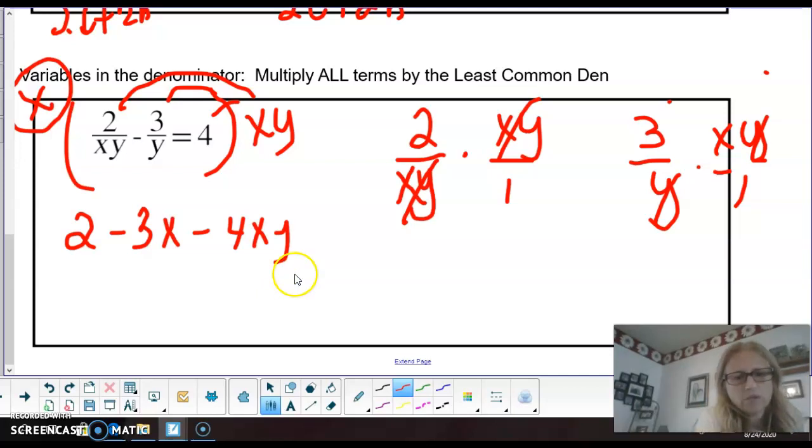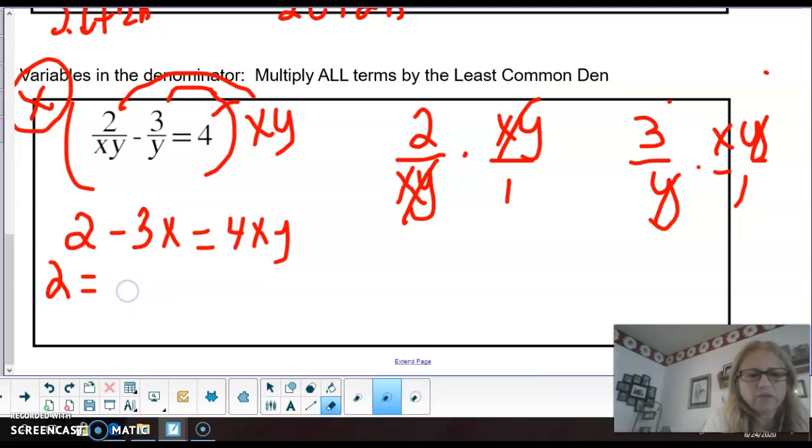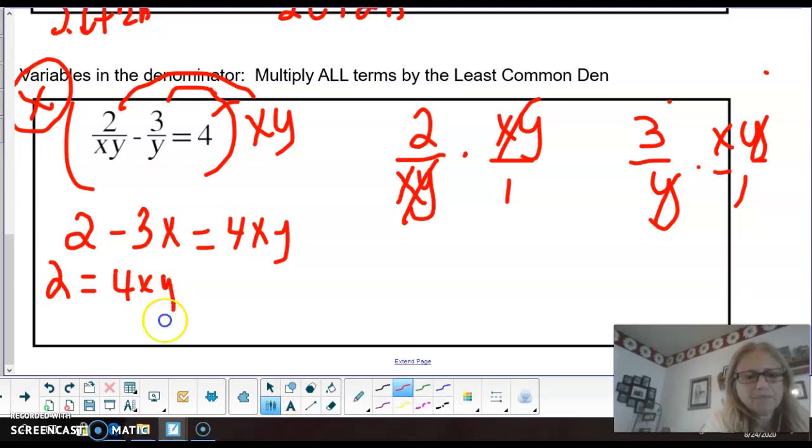Sorry, that should be an equals. Now we want to solve for x, so we are going to bring that x over. I get 2, and I'm going to add a 3x to both sides. Let's put the 4xy first. So I get 4xy plus 3x. I just added a 3x to both sides.